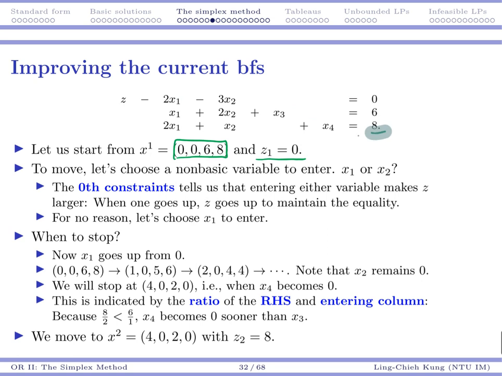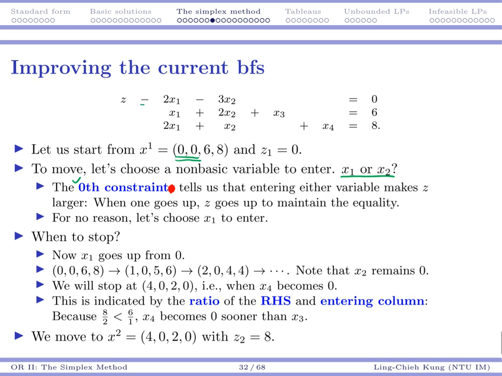Somehow we now want to move to our adjacent basic feasible solution. That means we need to select either x1 or x2 to enter the basis. So which one should we do? Well, the zeroth row, or the zeroth constraint, is going to give us some hint. The hint is that we may look at their coefficients so that we know the impact of increasing that particular variable on z.